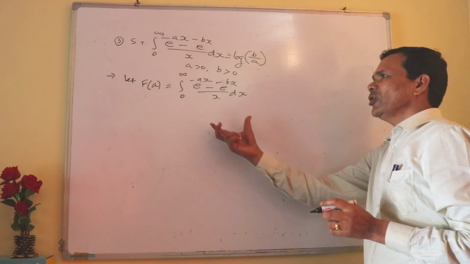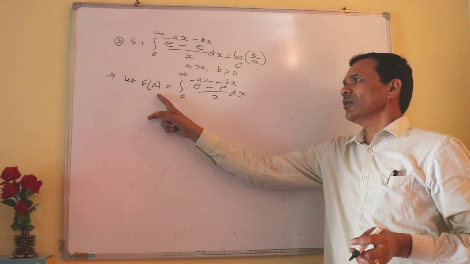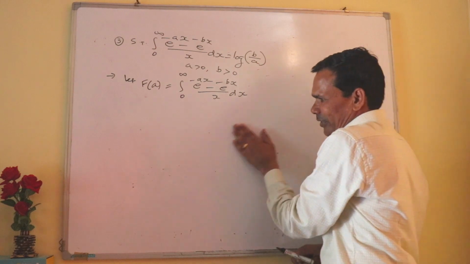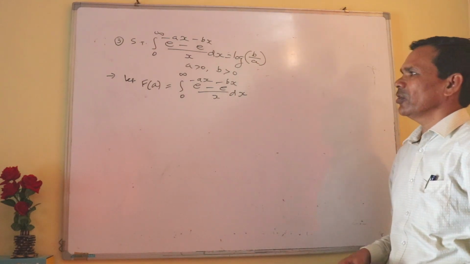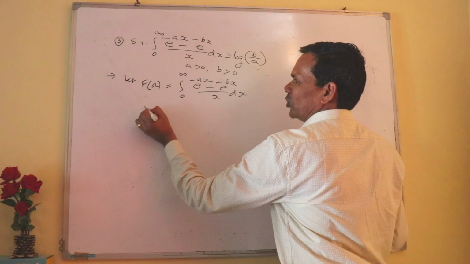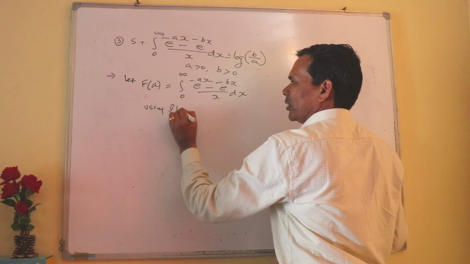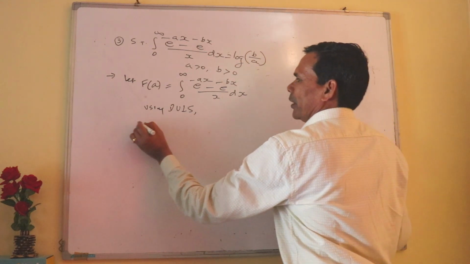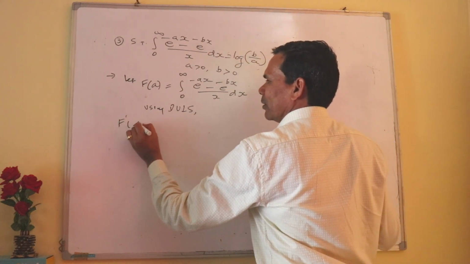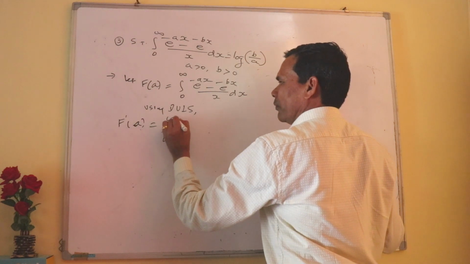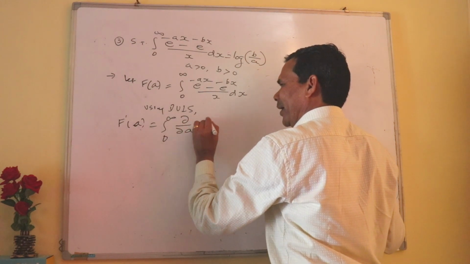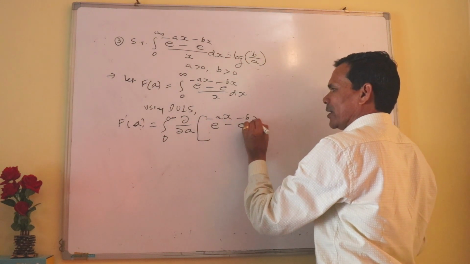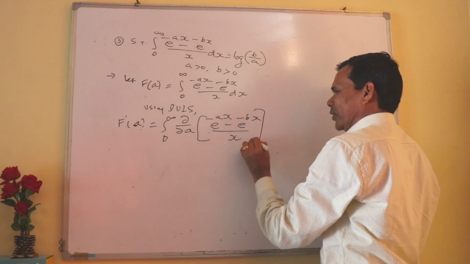So you can choose b as a parameter also, then we denote it by f of b and so on. It does not make a difference if you choose b as a parameter, because you are getting the same value here. Okay, so using DUIS first rule, because limits are constant, f dash a is equal to the integral from 0 to infinity of ∂/∂a of (e raised to minus x minus e raised to minus bx) upon x into dx.